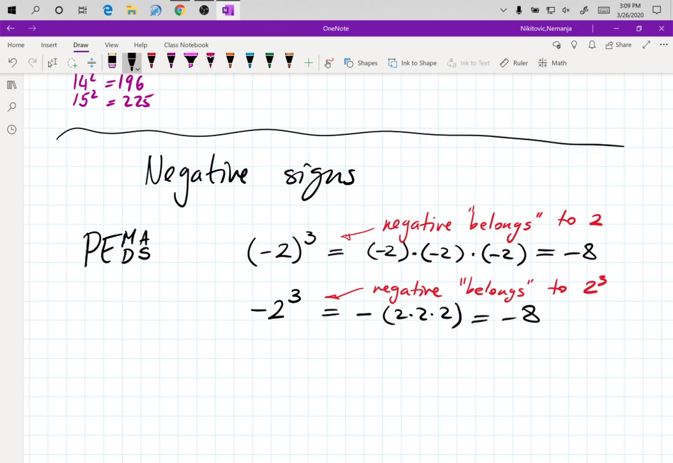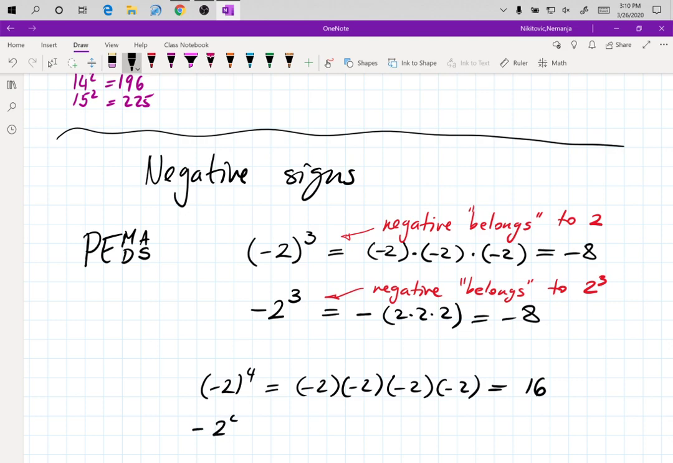Now you might say, so what's the big deal? It's the same answer anyway. Yeah, it's the same answer for odd exponents, but it's not the same answer for even exponents. If you have negative 2, in parentheses, to the 4th, you would have to write negative 2 four times. And that would give you positive 16. 2 times 2 is 4, times 2 is 8, times 2 is 16.